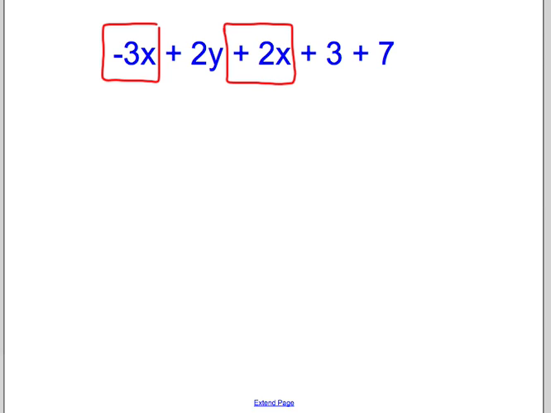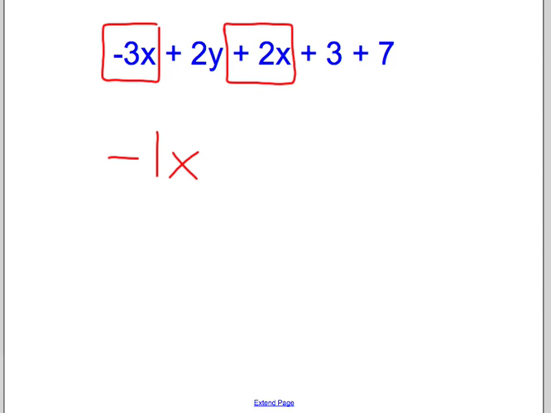I can add them if they're like terms. So I'm going to take the coefficient, negative 3 plus 2. Negative 3 plus 2 is? Negative 1. And then we leave the variable just as it is.